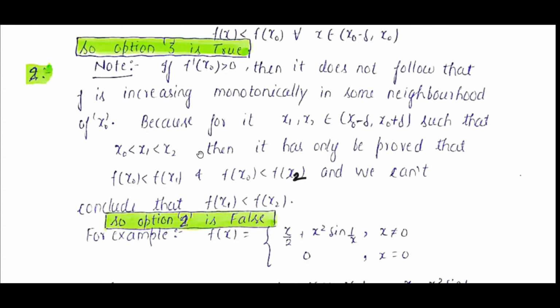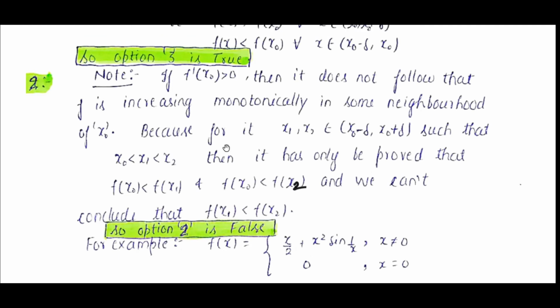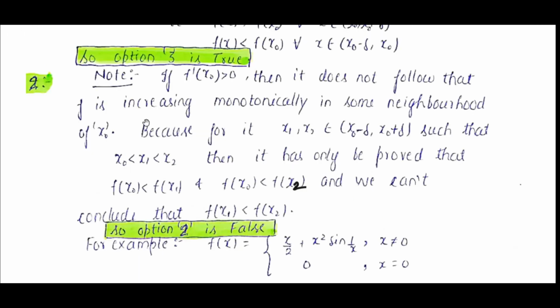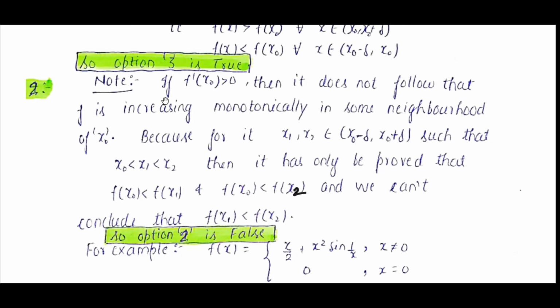Now option 2 is so confusing. So for this option, first read the option. Option 2 says if f'(x0) is greater than 0 for some x0 belonging to open interval (a, b), then f is increasing in a neighborhood of x0. Now for this option, first read the note. The note says if f'(x0) is greater than 0, then it does not follow that f is increasing monotonically in some neighborhood of x0.